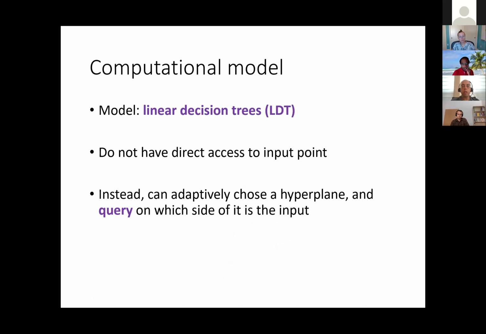Now the model that we'll be studying here is a computational model called linear decision trees. In this model, you don't have direct access to the input point. Remember, the input point is the only thing you don't know. So the only access you have to this input point is via queries, and these queries are hyperplane queries. You can choose a hyperplane, query the point, and see if it lies on one side or the other side of this hyperplane. So let me show you an example.